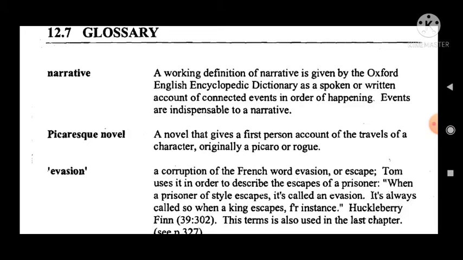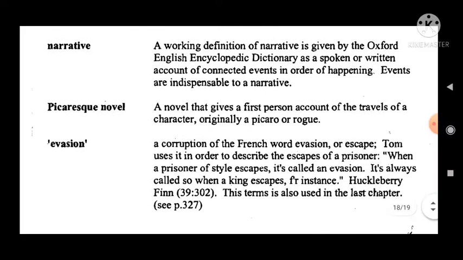You can read. Here is the narrative. A working definition of narrative is given by the Oxford English Encyclopedic Dictionary as a spoken or written account of connected events in order of happening. Events are indispensable to a narrative.